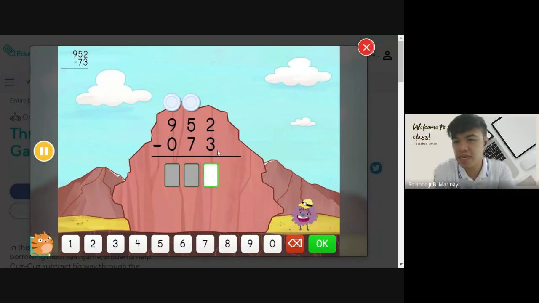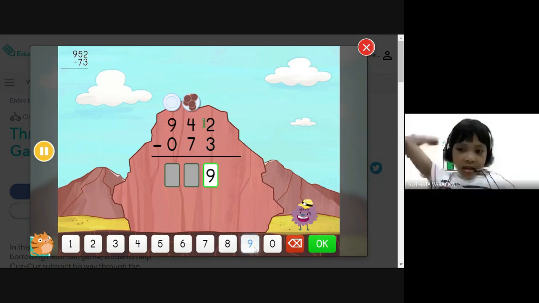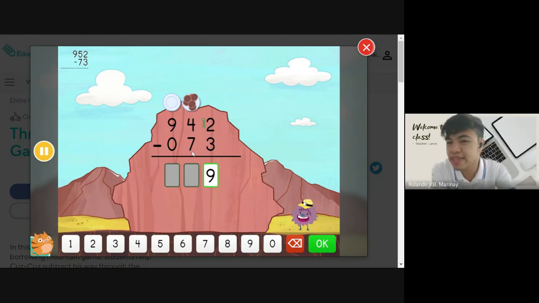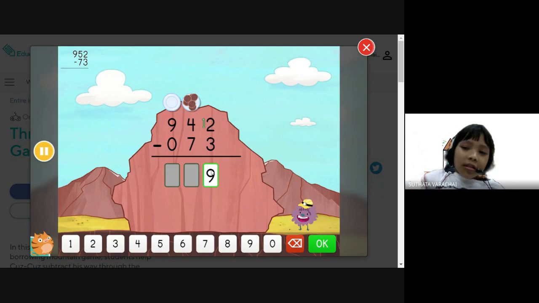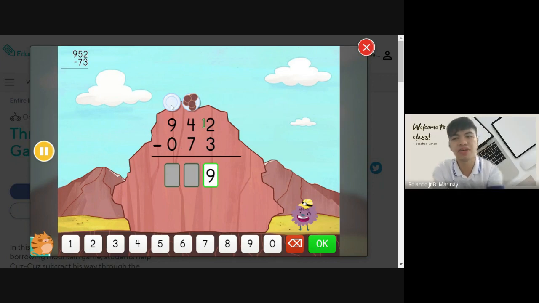2 minus 3 equals? Cannot be. So we will borrow 1 from 5. The 5 will be 4. And the 2 will be 12. 12 minus 3 equals? 9. 4 minus 7. Cannot be. Okay, so we will borrow 1 from 9. The 9 will be 8 and the 4 will be 14. So 14 minus 7 equals? 7. Very good.